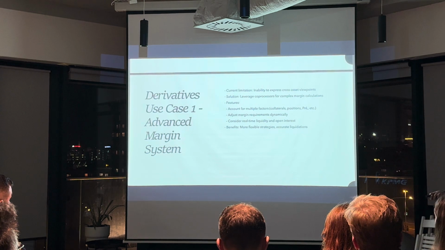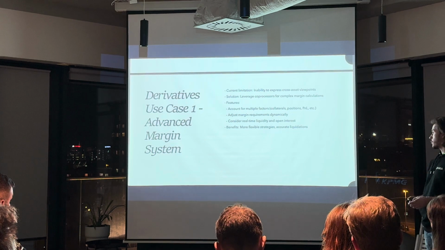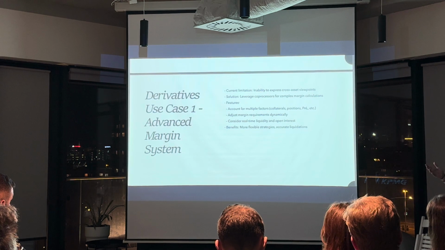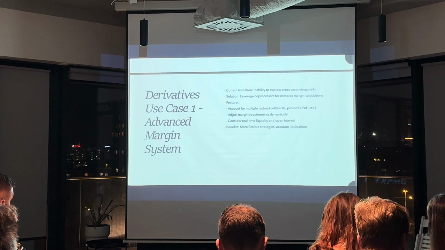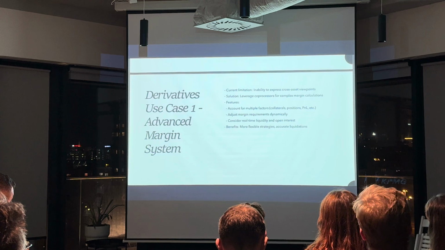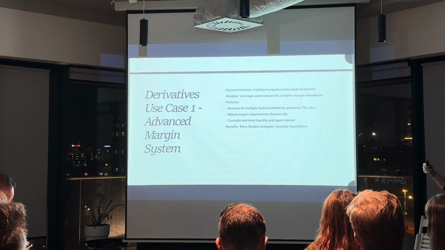Advanced margin system. The current limitation is the inability to express cross-asset viewpoints, so the solution would be leveraging co-processors for that, something that could leverage verifiable off-chain computation. In this case, account for multiple factors: collaterals, positions, P&Ls, and adjust the margins, considering real-time liquidity and open interest, to enable more complex or flexible strategies.